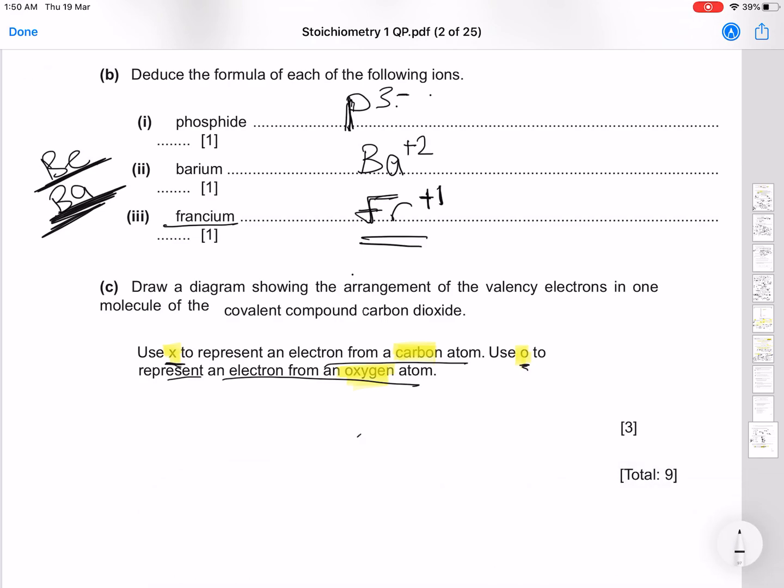Carbon dioxide, I have the carbon, right? And this is a covalent compound. How many electrons should carbon have around it in the outer shell? 4, because it's in group 4. I'm going to refer to them as X's, as they said. Then there are 2 oxygens, one over here, one over there. Oxygen is in group 6, so it has 6 electrons in the outer shell. I would add 2 here, 2 here. The other 2 should be bonding with the carbon to form the double bond. And then here I have the other 2 over there. 1, 2, 3, 4, 5, 6.